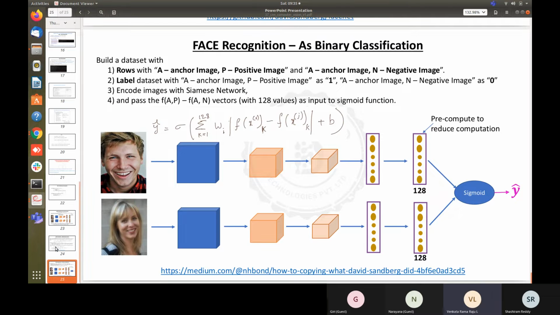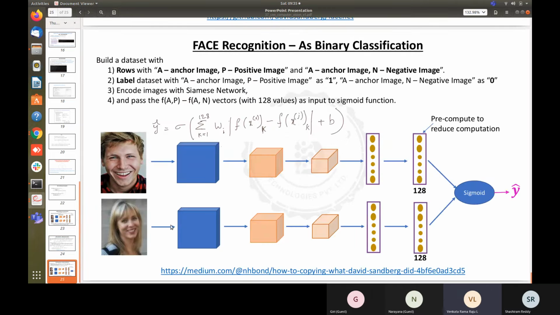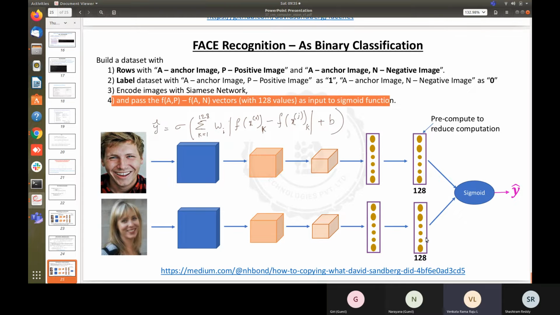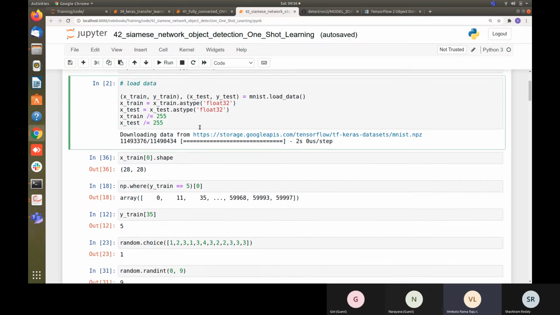There is a cost function, which is the triplet loss. This is the cost function, so we'll come to that. This is actually back and forth stuff. This loss function will make sure that these 128 representations are generated properly. When I do it for this person, this 128 vector is the thing I am going to save into the database. Let me try to show you the code. It will give us more clarity.